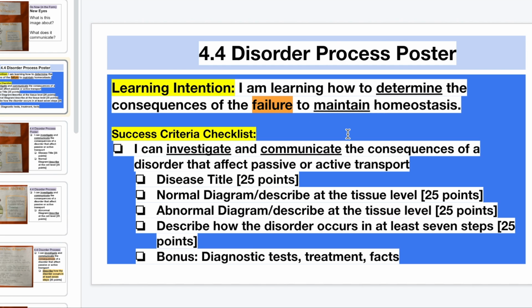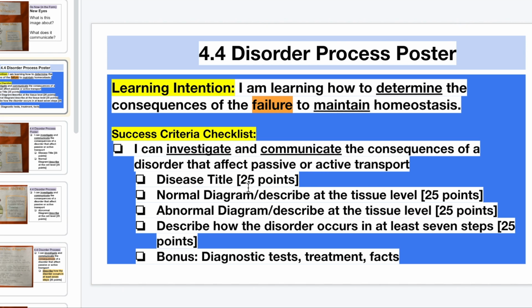The success criteria checklist is: I can investigate and communicate the consequences of a disorder that affect passive or active transport. So we're talking about movement across the cell membrane. How might that be affected by the consequences of a disorder? So we're focused on those consequences.